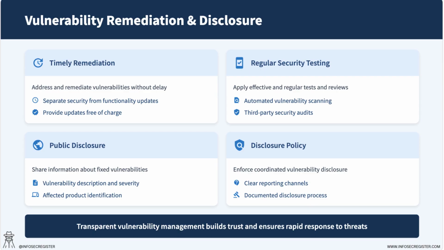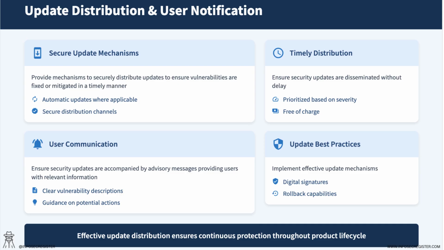Then we have public disclosure. When a vulnerability is fixed, manufacturers must transparently share relevant information: what the issue was, how severe it was, and which products were affected. This builds trust and ensures downstream users can verify whether they're protected. And all of this must be backed by a strong disclosure policy, clear reporting channels, and a documented process for coordinated vulnerability disclosure. This ensures that when someone finds a vulnerability, there's a safe, structured, and responsible way to report it.